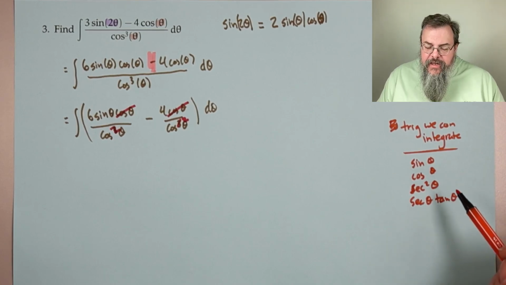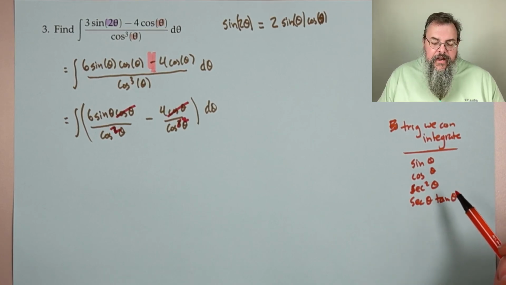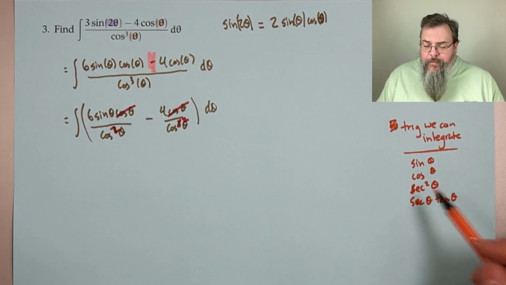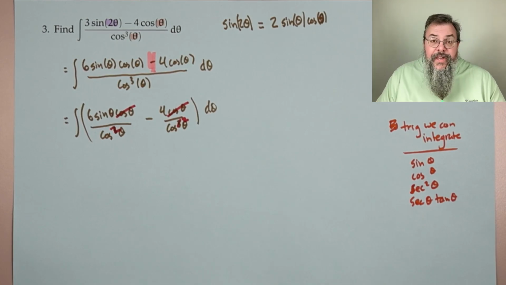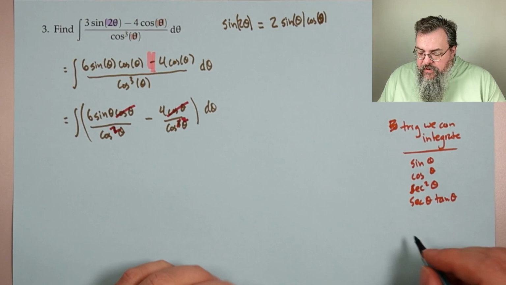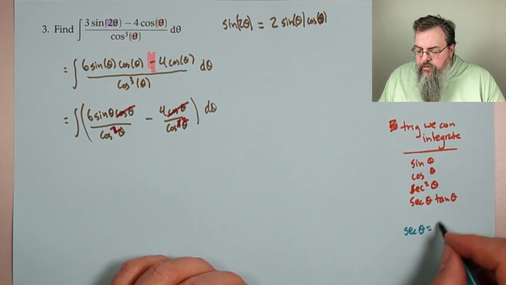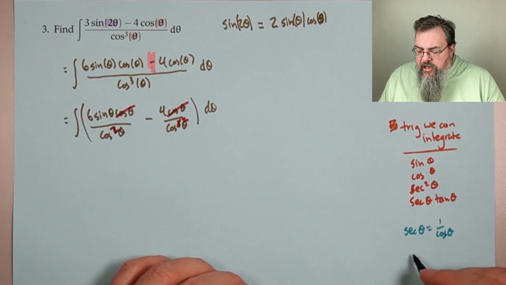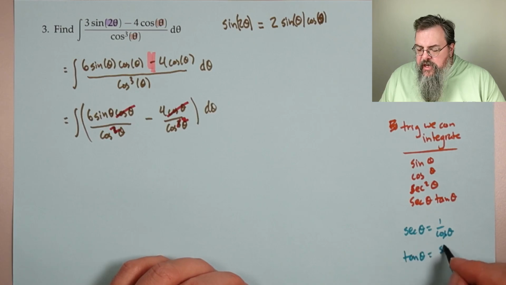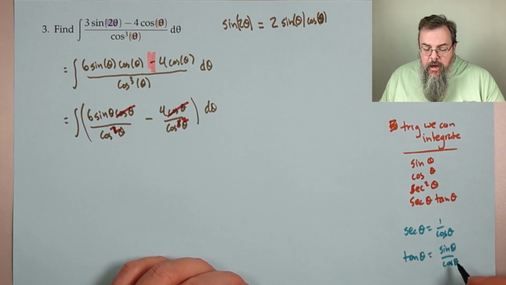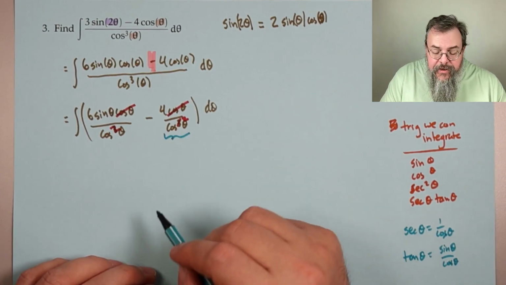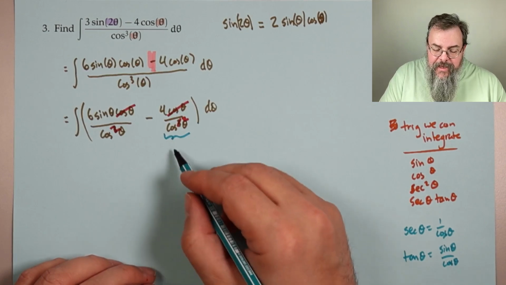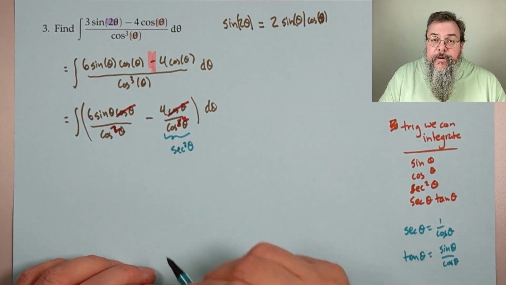And so with that mindset, we start to say, sine and cosine, not looking too promising. But wait a second, secant. What's another way to think of secant? Secant is 1 over cosine. Oh, that might be handy. Okay, so secant theta is 1 over cosine. And what about tangent? Well, tangent is sine over cosine. So here, when we have a 1 over cosine squared, what happens? That becomes a secant squared.